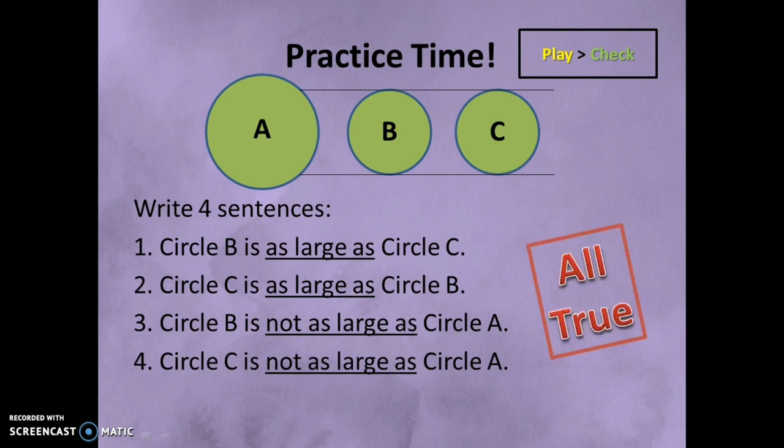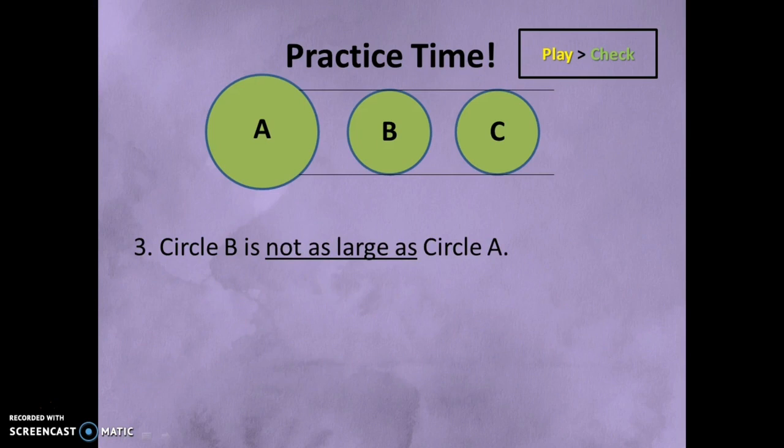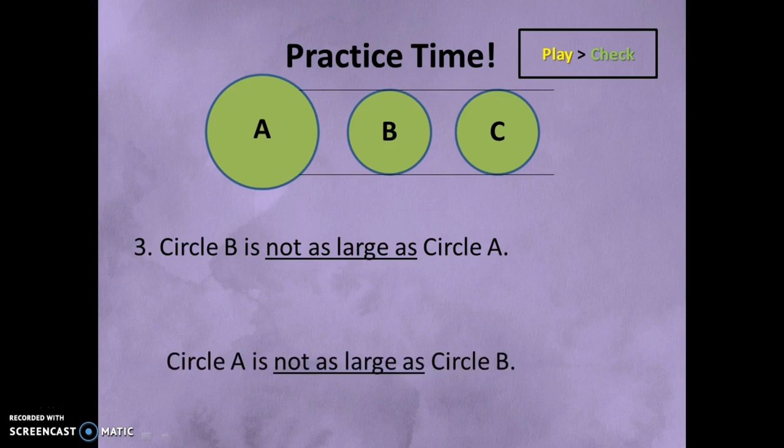So if we look again, all of these sentences are true. With these first 2 sentences and the second 2 sentences, we do have a difference though. So in the first 2 sentences, they're using a positive comparison because they're the same, and it doesn't matter which circle we put first. But in our second 2 sentences, we're using a negative comparison, so we need to be careful. Let's take a closer look at sentence 3. Circle B is not as large as circle A. If I said circle A is not as large as circle B, would that be correct?